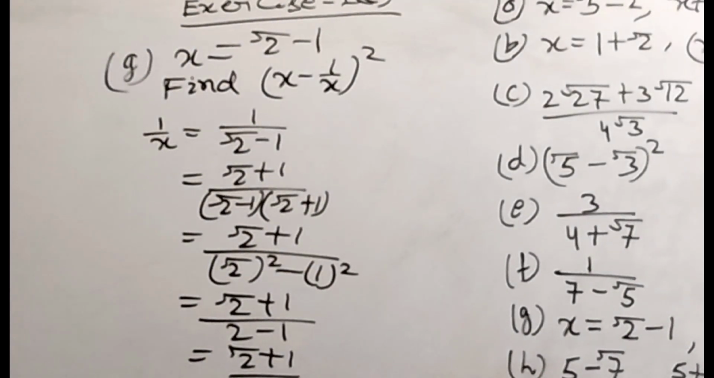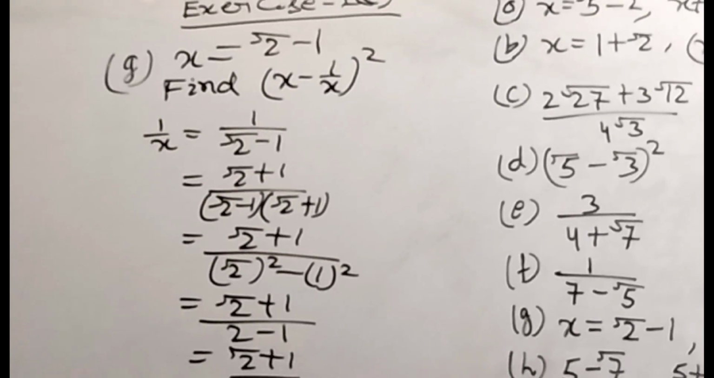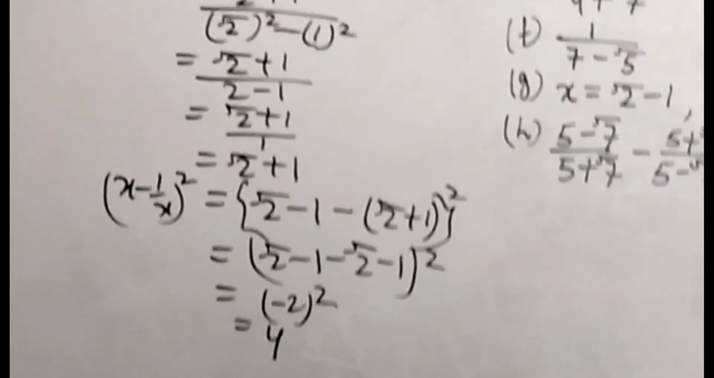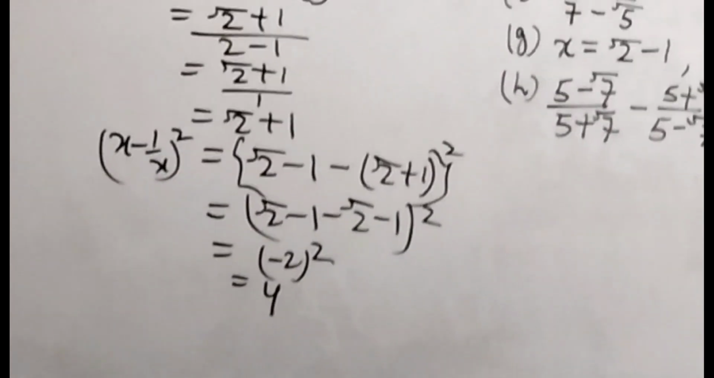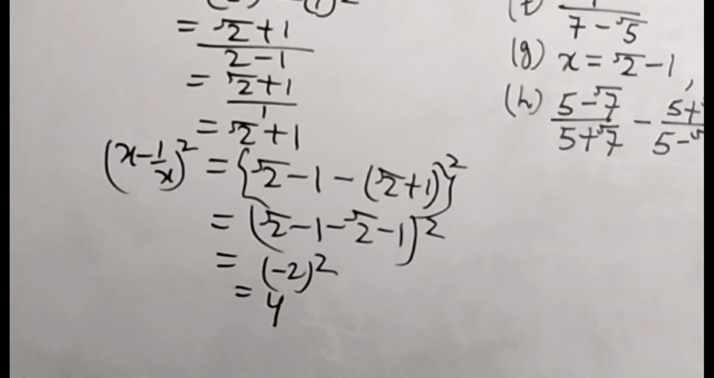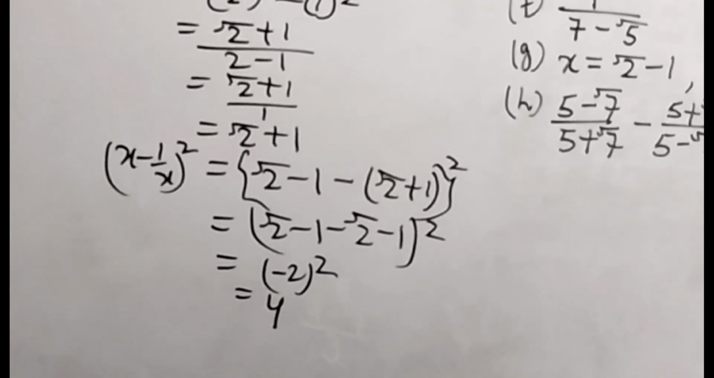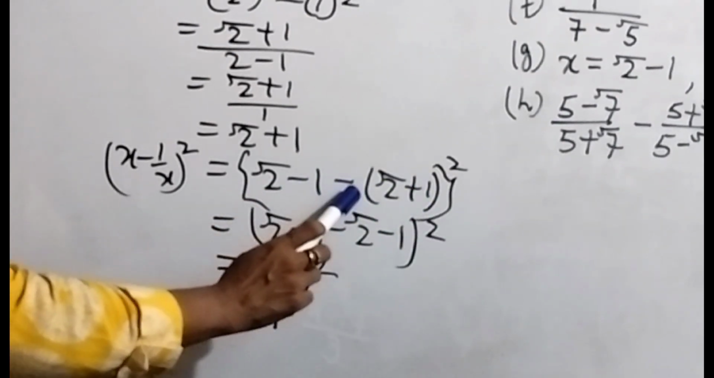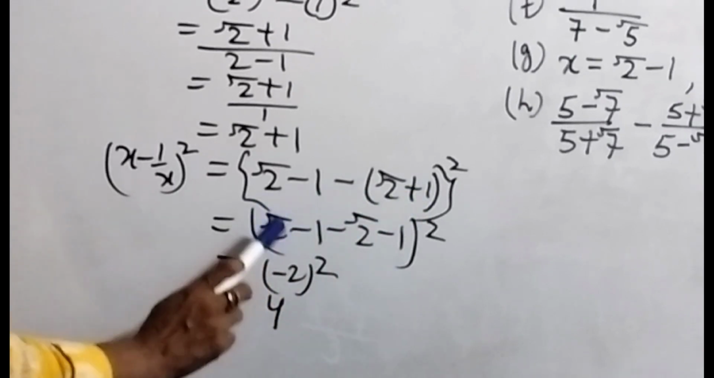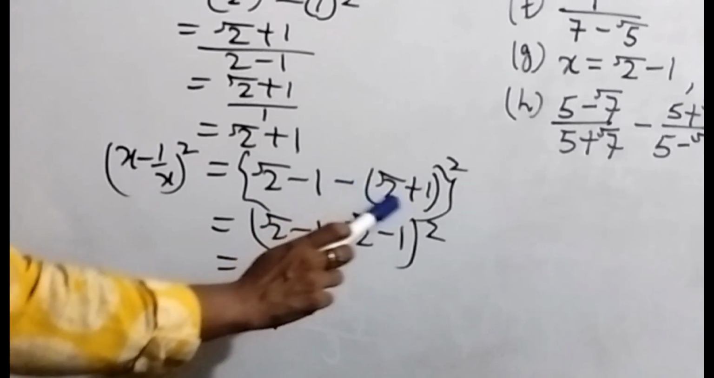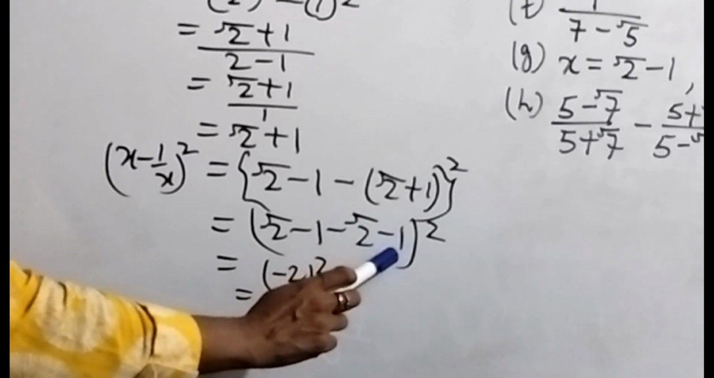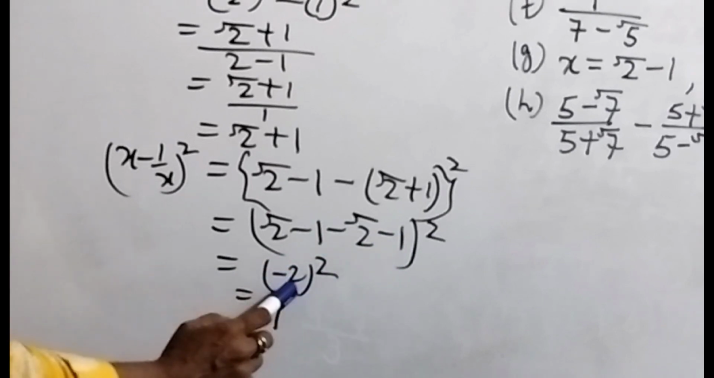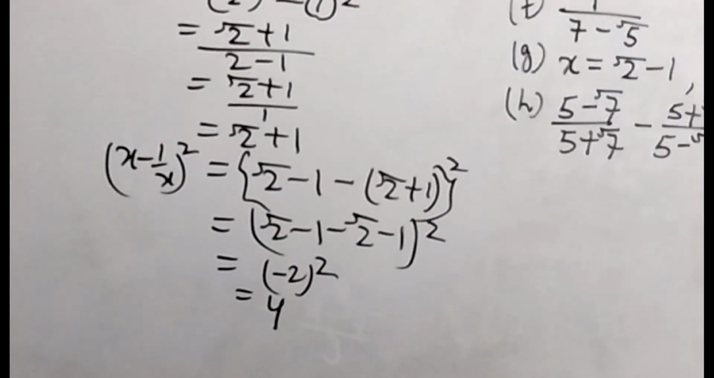Root 2 plus 1 is 1 by x, and you have to find x minus 1 by x whole square. How can you find x minus 1 by x whole square? Write down x is root 2 minus 1, and 1 by x is root 2 plus 1. Now multiply minus 2 into root 2 plus 1, this is root 2 minus 1. Then minus 1 will be multiplied, that is minus root 2 minus 1. Now this is root 2, this is minus root 2, cancelled. Minus 1 is minus 2. Minus 2 square is 4. So the answer is 4.